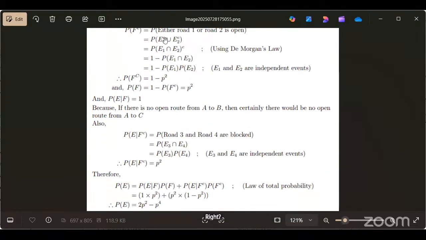What is E? E was that road 1 is blocked. So the complement of it will be that it is not blocked. Correct? Yeah. Okay.